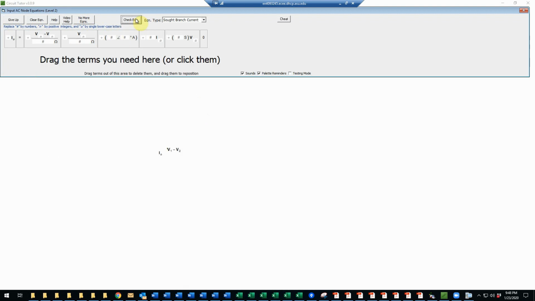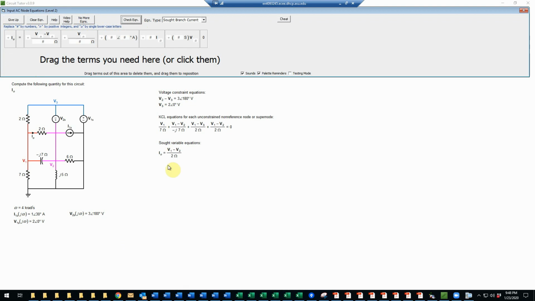Okay, so let's check that. And that is correct for the sought variable equation. So now I believe we've written all the equations we need for this particular circuit, because notice that the values of this node and this node voltage are constrained by voltage constraint equation, so we really only had one KCL equation. That was for node 1 here. Okay, so we click No More Equations.